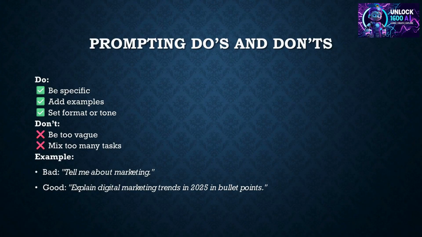So I have taken two examples. One is for bad prompting and one is for good prompting. Bad prompting is, tell me about marketing, because marketing is a very vast subject, right? You will get lots of information on marketing. But what if you write, explain digital marketing trends in 2025 in bullet points? So it will be more particular. It will provide only information on 2025's marketing trends, not just marketing trends but digital marketing trends. And also you will get results in bulleted points.